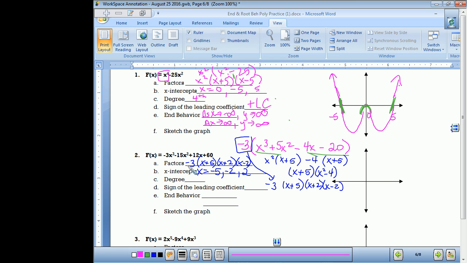Yeah. Okay, so the degree of this function is 3, and it has a negative leading coefficient. So when I come over here and put one at negative 5, and then another one at negative 2, and then another x-intercept at positive 2. If I have a negative leading coefficient and it's an odd degree, that means it's going to rise to the left. That was supposed to be an arrow, and it turned into a blob. And fall to the right.